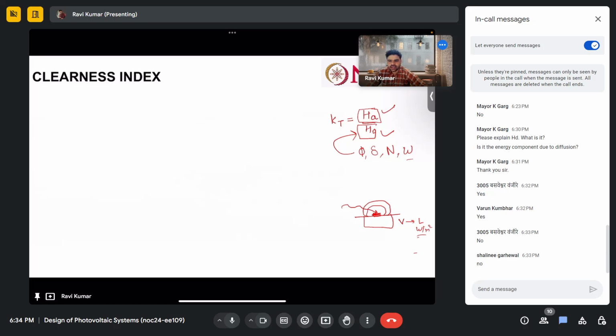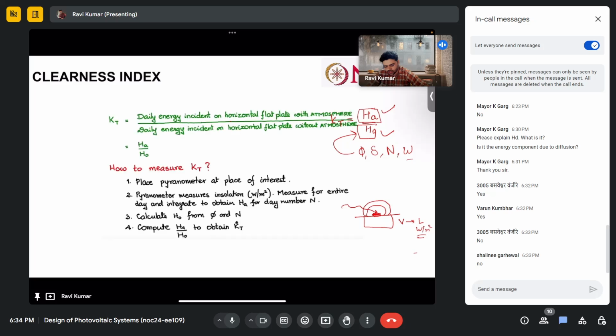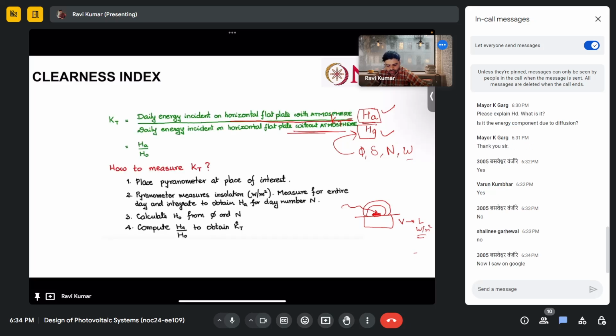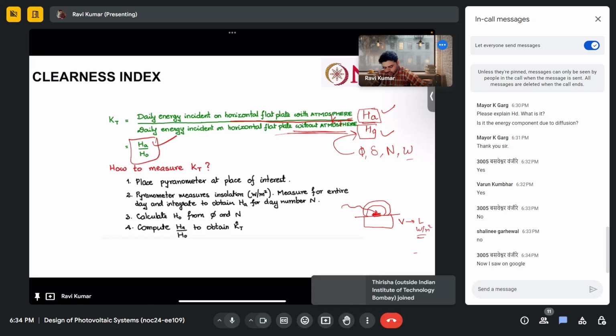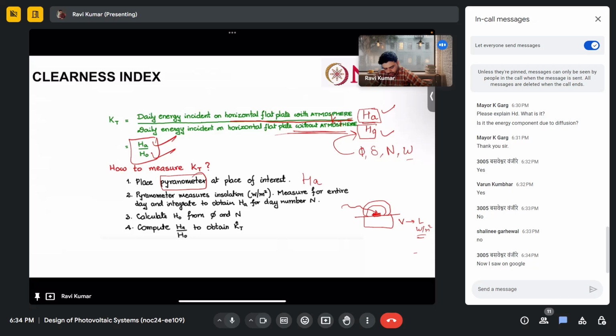So to calculate the clearness index at your place, you will do these things. It is just the daily energy incident on the horizontal plate with atmosphere and without atmosphere. So you need to get this HA and H naught. You will get HA with the pyranometer, and by using these angles you will get H naught, and then you will take a ratio. Now I saw on board. You can Google it, you can find the images, you can easily see. It is a basic device and very reliable.